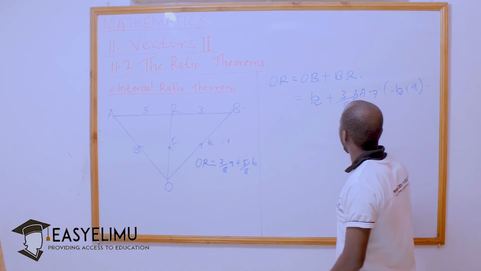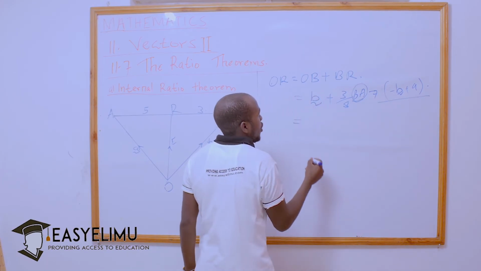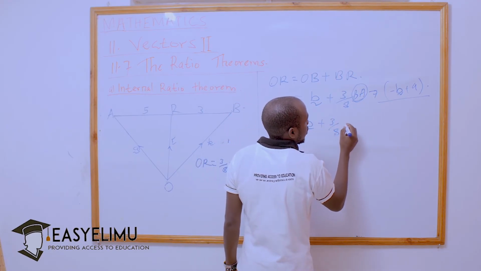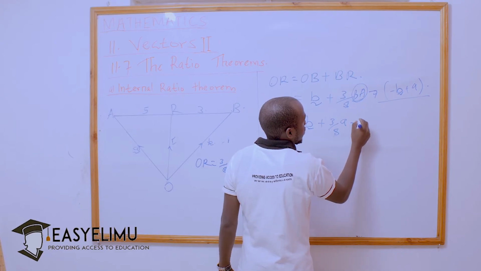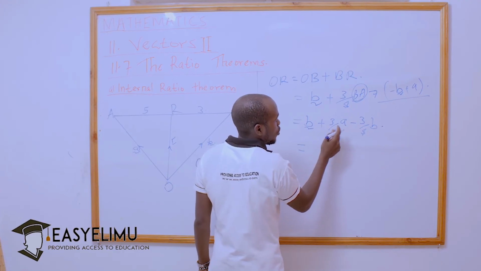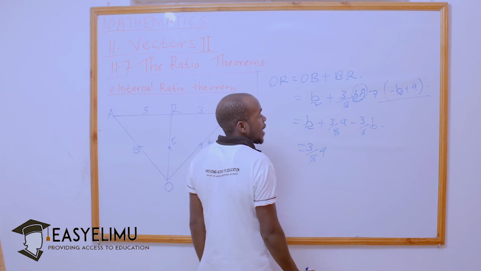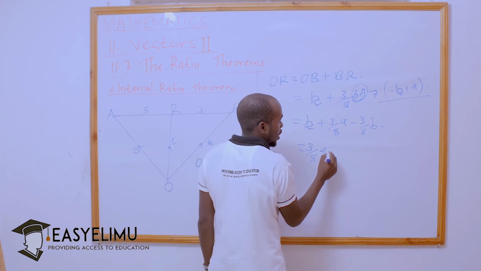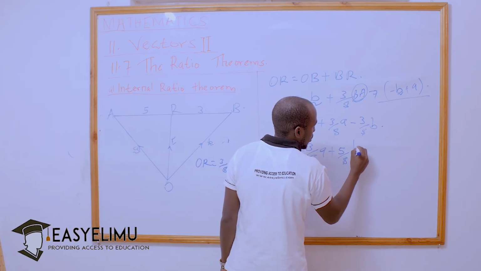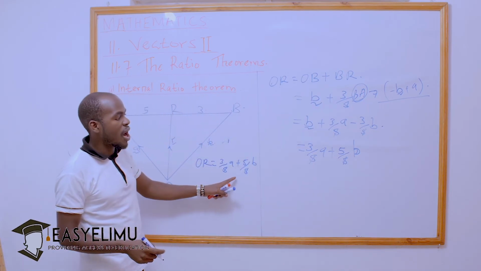So in place of BA you will write that, and you are going to have vector B plus 3 over 8 A minus 3 over 8 B. If you move on, you will have 3 over 8 A, and B minus 3 over 8 B, that is 1 minus 3 over 8, which gives plus 5 over 8 B. And if you view it, you will find you are having the same value.